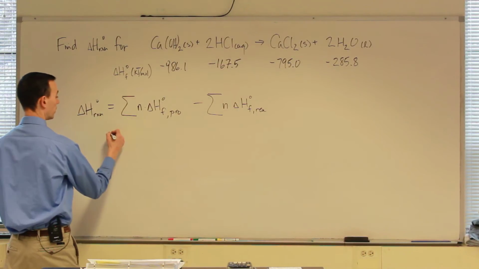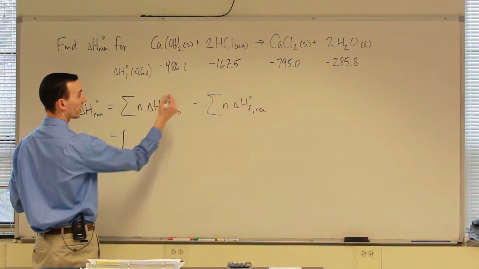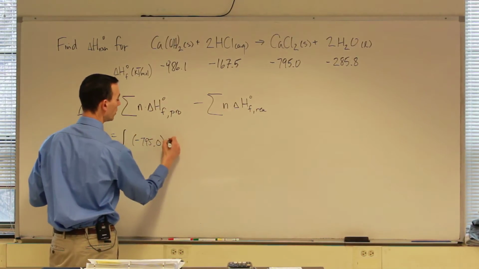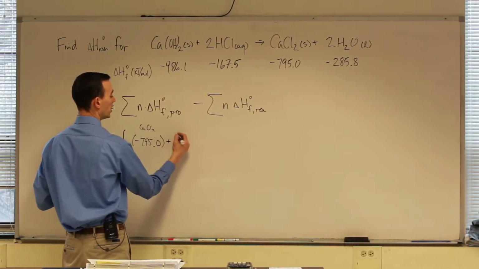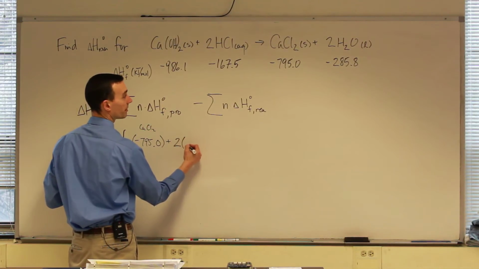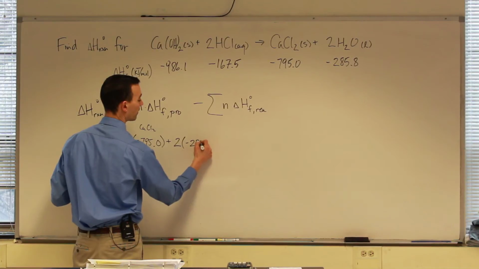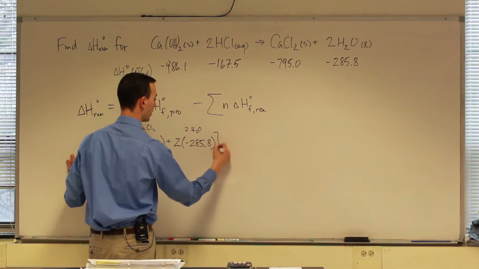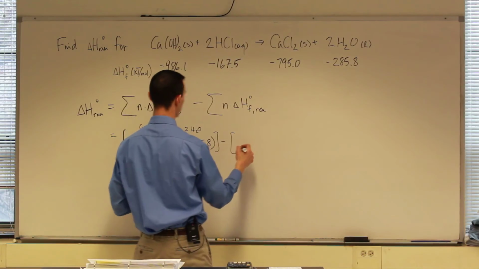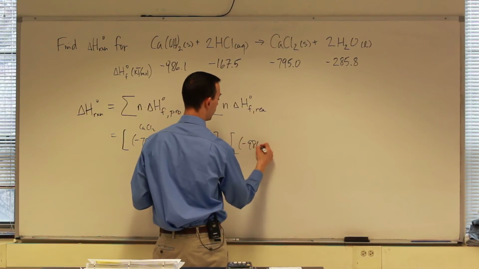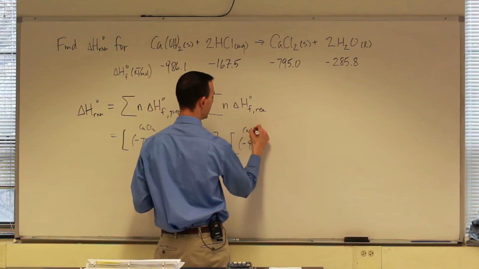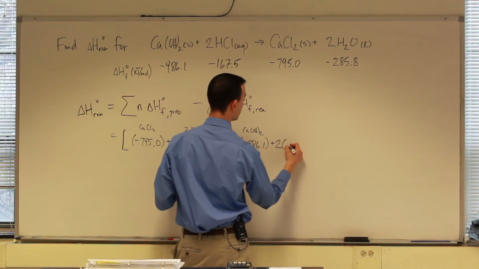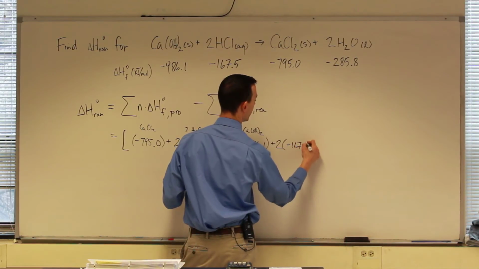Okay? So for this reaction then, our products are the calcium chloride, negative 795.0. So that's my CaCl2, plus 2 times my water, negative 285.8. Okay? Add all that, minus then your reactants, negative 986.1 for the calcium hydroxide, plus 2 times negative 167.5.